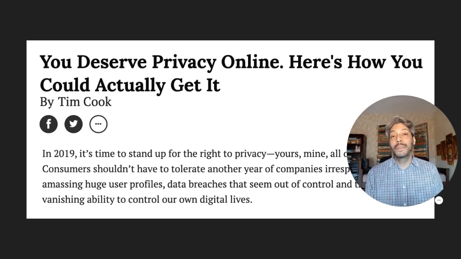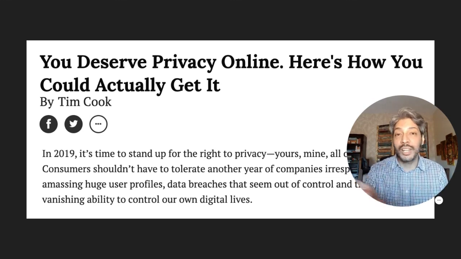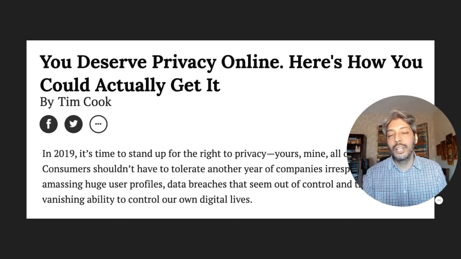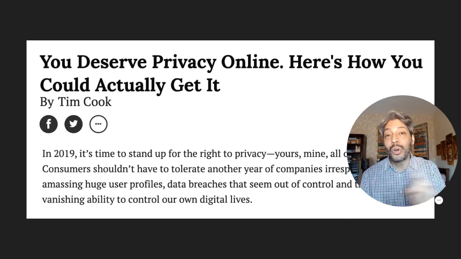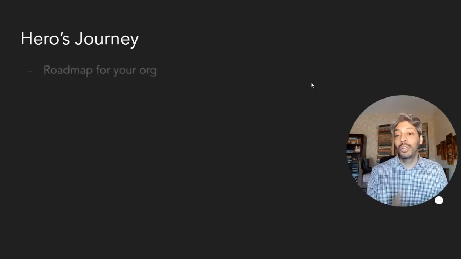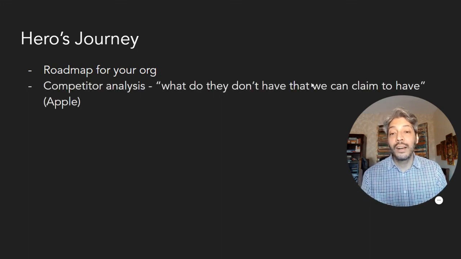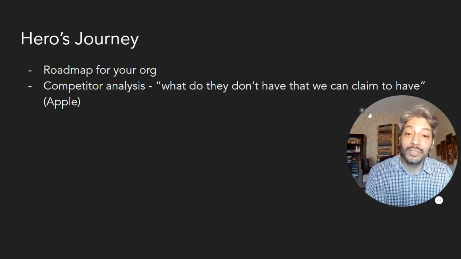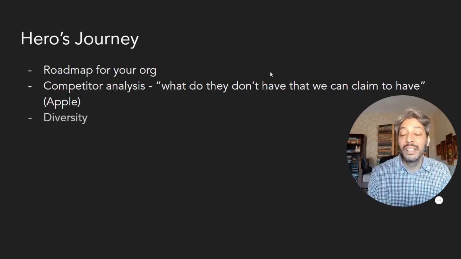So this fourth quadrant is also a quadrant of opportunities, because if you do this analysis for your competitors, then you can actually identify what it is that they don't possess, but you are aware of the fact that you possess it, and you hit them hard where it hurts the most. Right. So hero's journey essentially is the roadmap for your organization or for yourself. It is a great tool for competitor analysis. What do they not have that we can claim to have, which Apple does really well?